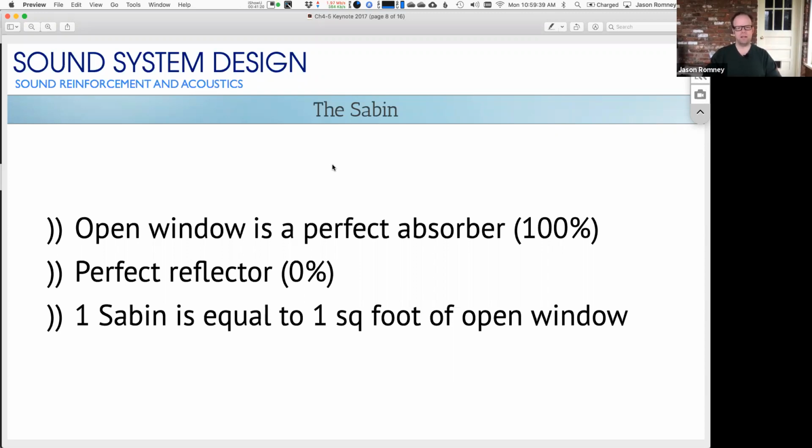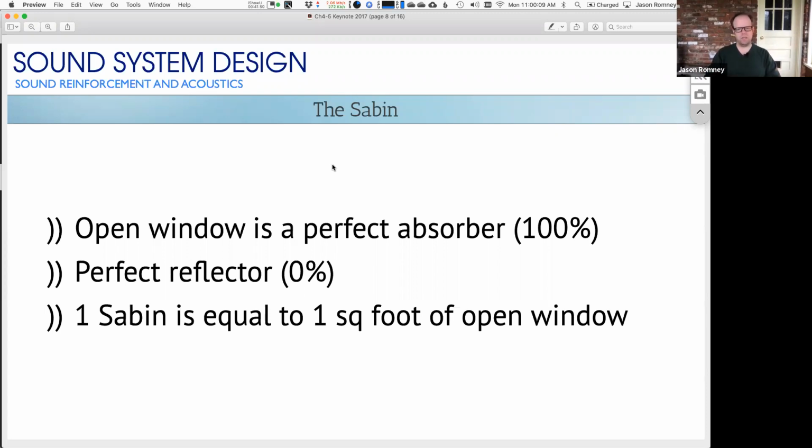And then, if an open window is my perfect absorber, then my perfect reflector is some sort of unobtainium that is the equivalent of no open windows, right? 0% of open windows. So this is probably sounding a little weird to you right now, and it is. It's kind of a crazy way of thinking about things, but it kind of made a certain amount of sense, and it allowed for some conversations and some math to happen.